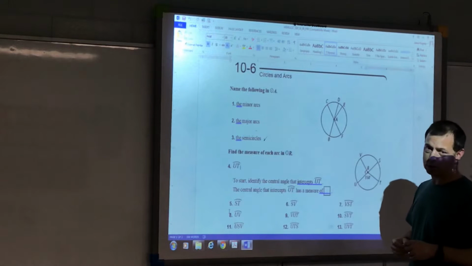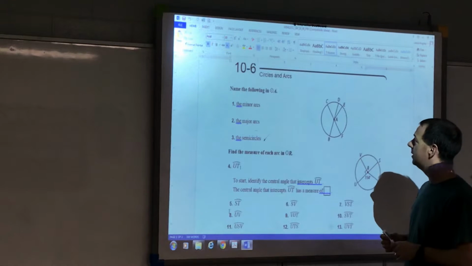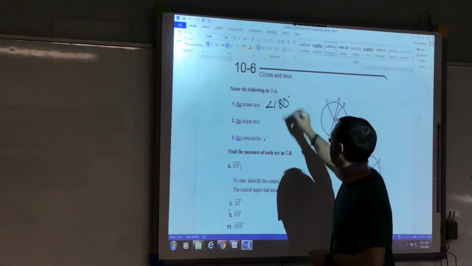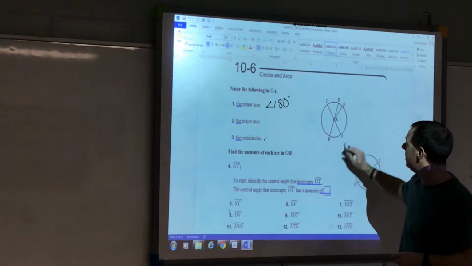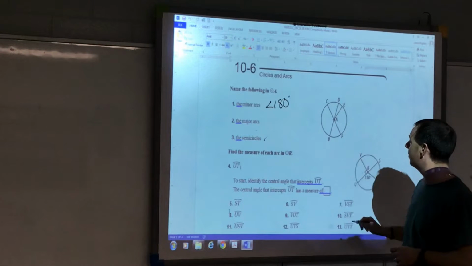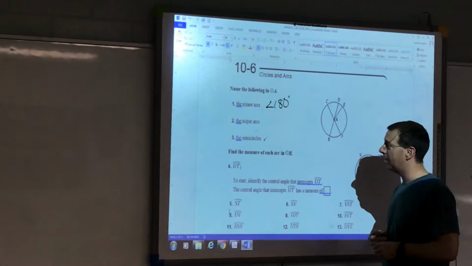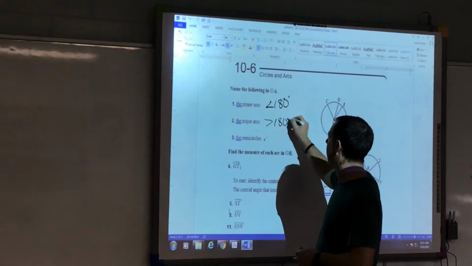A minor arc is any arc that is less than 180 degrees. So a minor arc would be less than 180 degrees. Something like CD, DE, EF, BC, those are all minor arcs. Major arcs are arcs that are over 180 degrees.